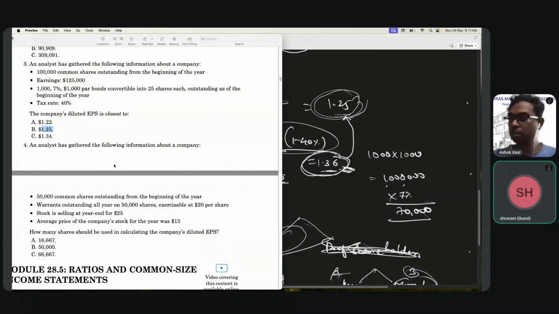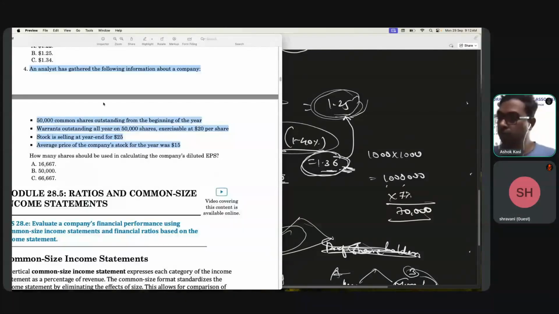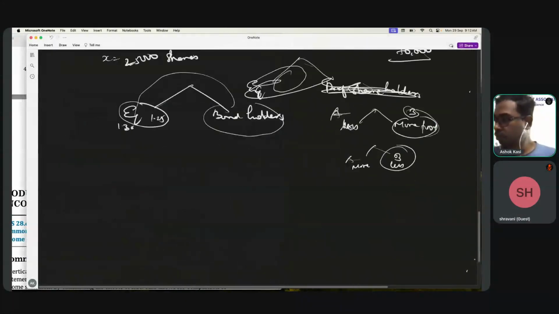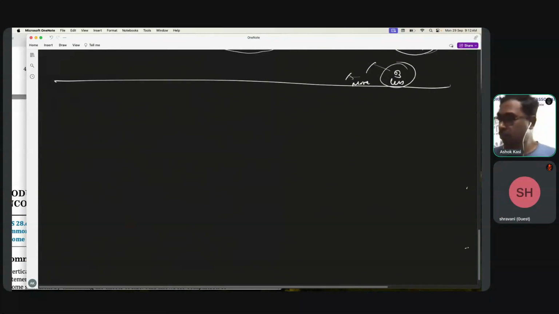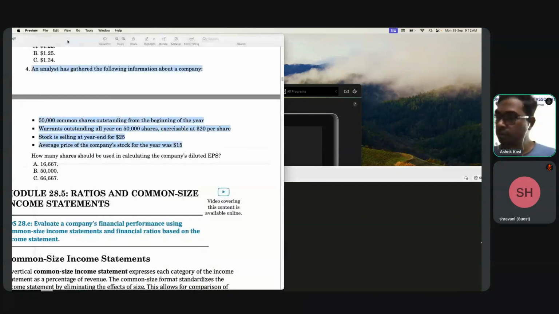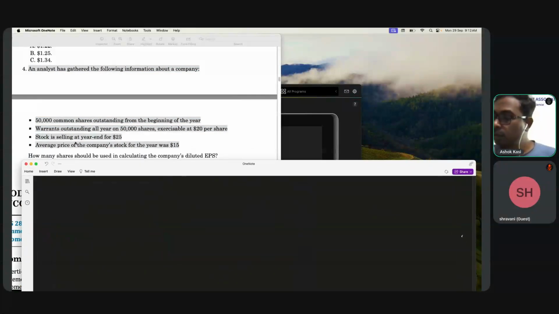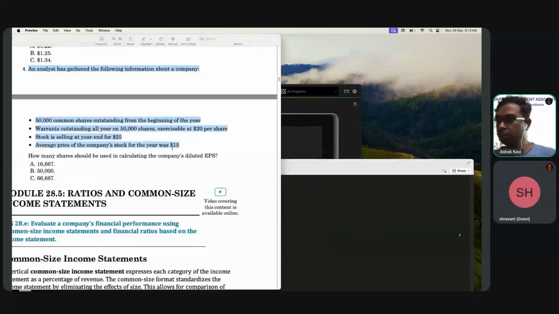What is the next one? The fourth one. They are asking only the shares. How many shares should be used? So 50,000 common shares outstanding from the beginning, warrants outstanding. Okay, stock is selling. This is all about calculating the weighted average number of shares.